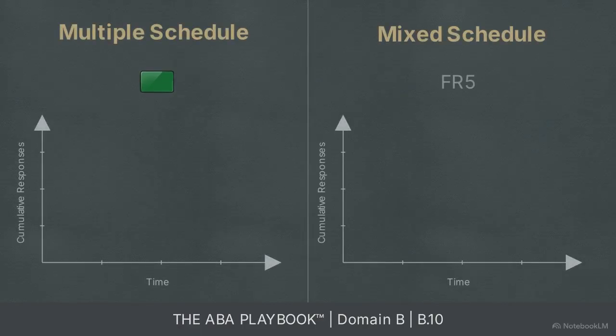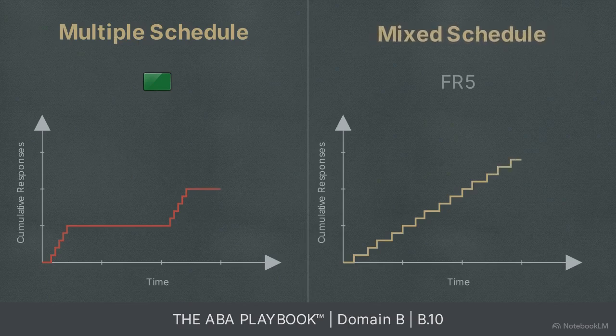On the left is a multiple schedule. This involves 2 or more basic schedules alternating, each signaled by a unique SD. In this example, a green card signals that an FR5 schedule is active, while a red card signals extinction. Because of these clear signals, the organism discriminates between the active contingencies and adjusts its responding accordingly.